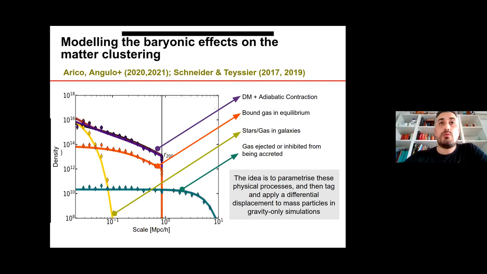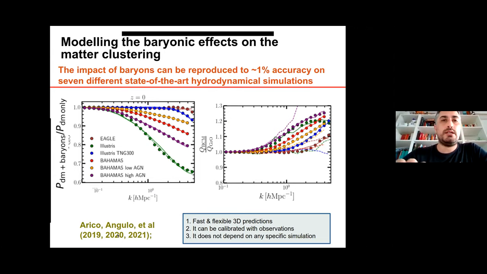We have tested this in a couple of papers with my PhD student, Giovanni. Here I show you the suppression induced by baryons for six state-of-the-art hydrodynamic simulations that predict very different suppressions. The dashed and solid line is our model. So you see that you can describe all the cases super well, to roughly about 1% accuracy.